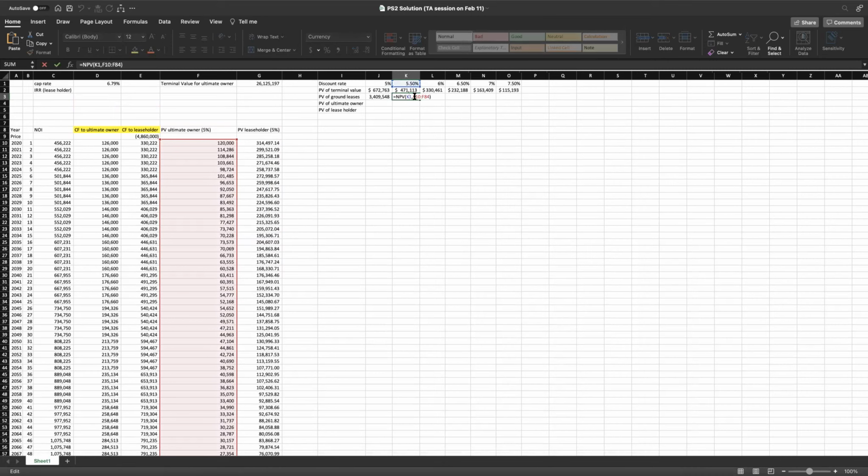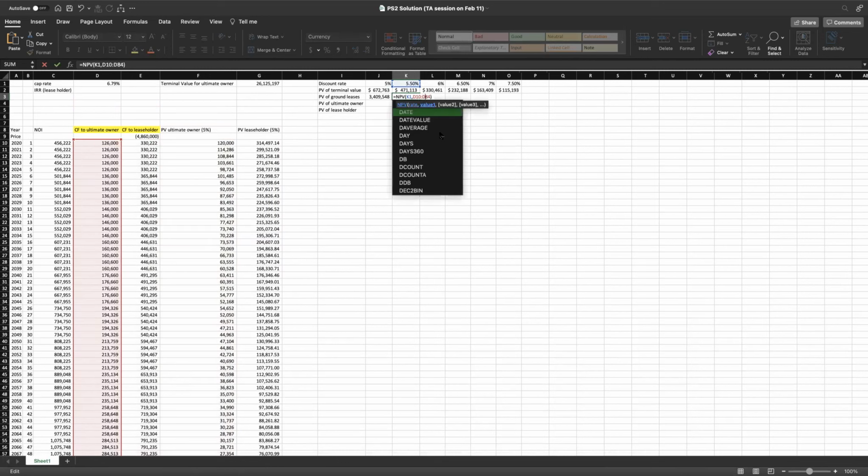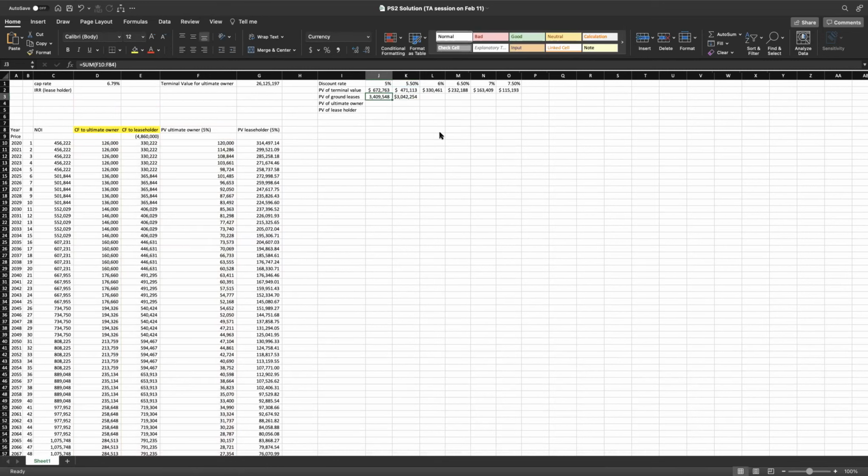Oh, sorry, I should use column D because that's the original cash flow. Yeah, so it decreases from the 5% scenario, but not a lot. And you will see it decreases gradually as the discount rate increases.